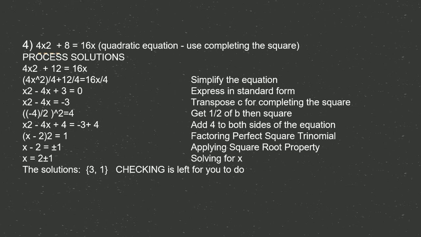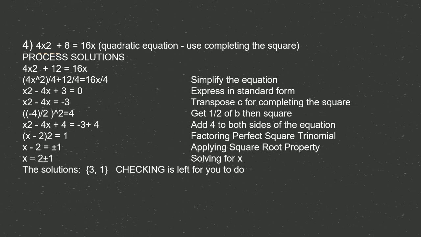Then factoring perfect square trinomials. To factor perfect square trinomials, we must first take the square root of the first term and the last term and follow the sign at the middle. Square root of x squared is x. Square root of 4 is 2, and copy the sign in the middle, which is negative. After that, we'll apply the square root property by squaring and transposing it to the right, which makes x equals 2 plus or minus 1. 2 plus 1 is 3, 2 minus 1 is 1.